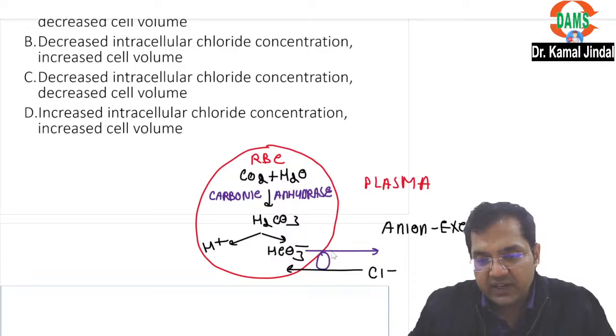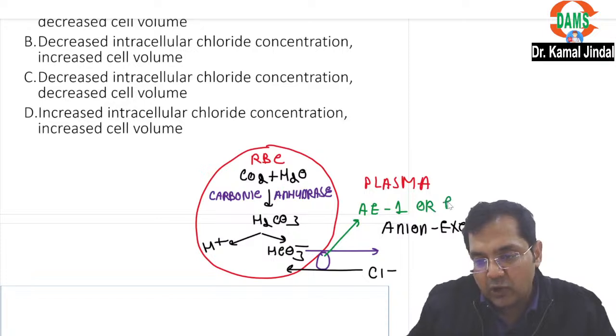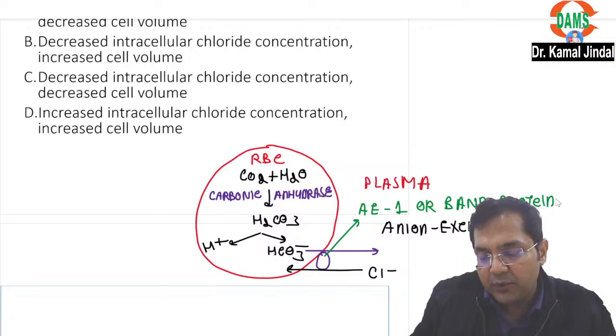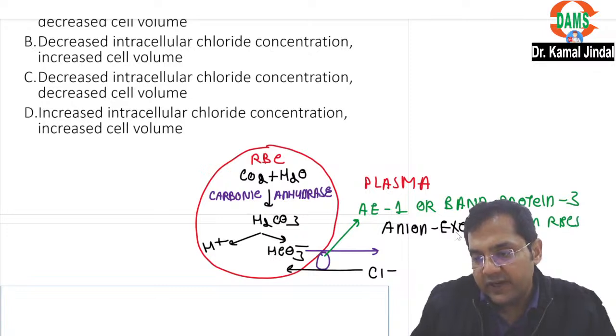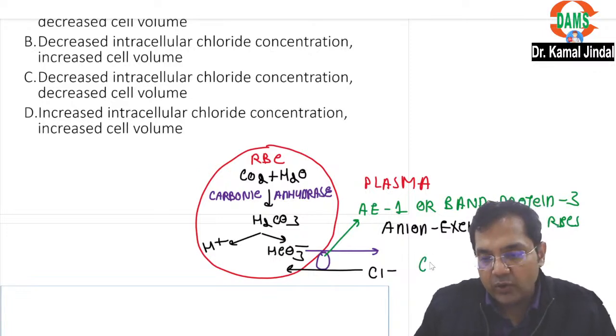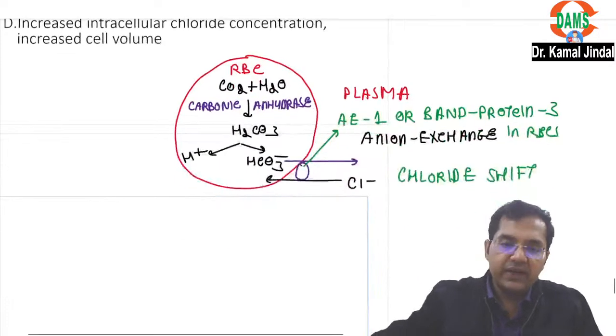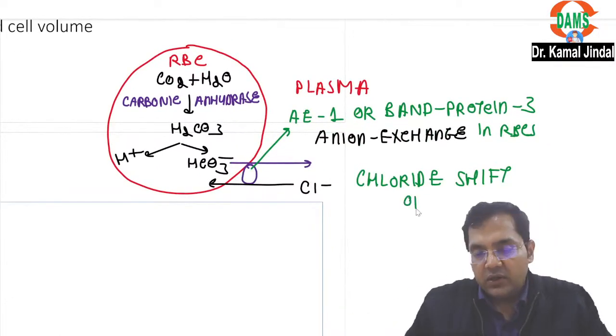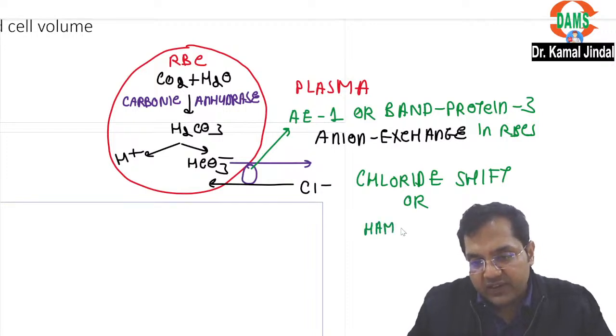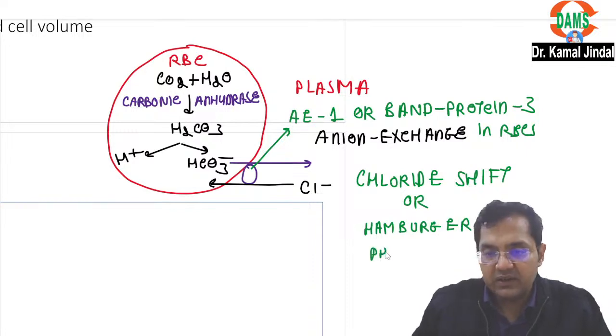The name of this anion exchanger is anion exchanger 1, or popularly in the RBC it is known as band protein 3, right? Once the chloride moves in, this is also known by the term chloride shift. Chloride shift was discovered by a scientist after whom we also call it the Hamburger phenomenon.